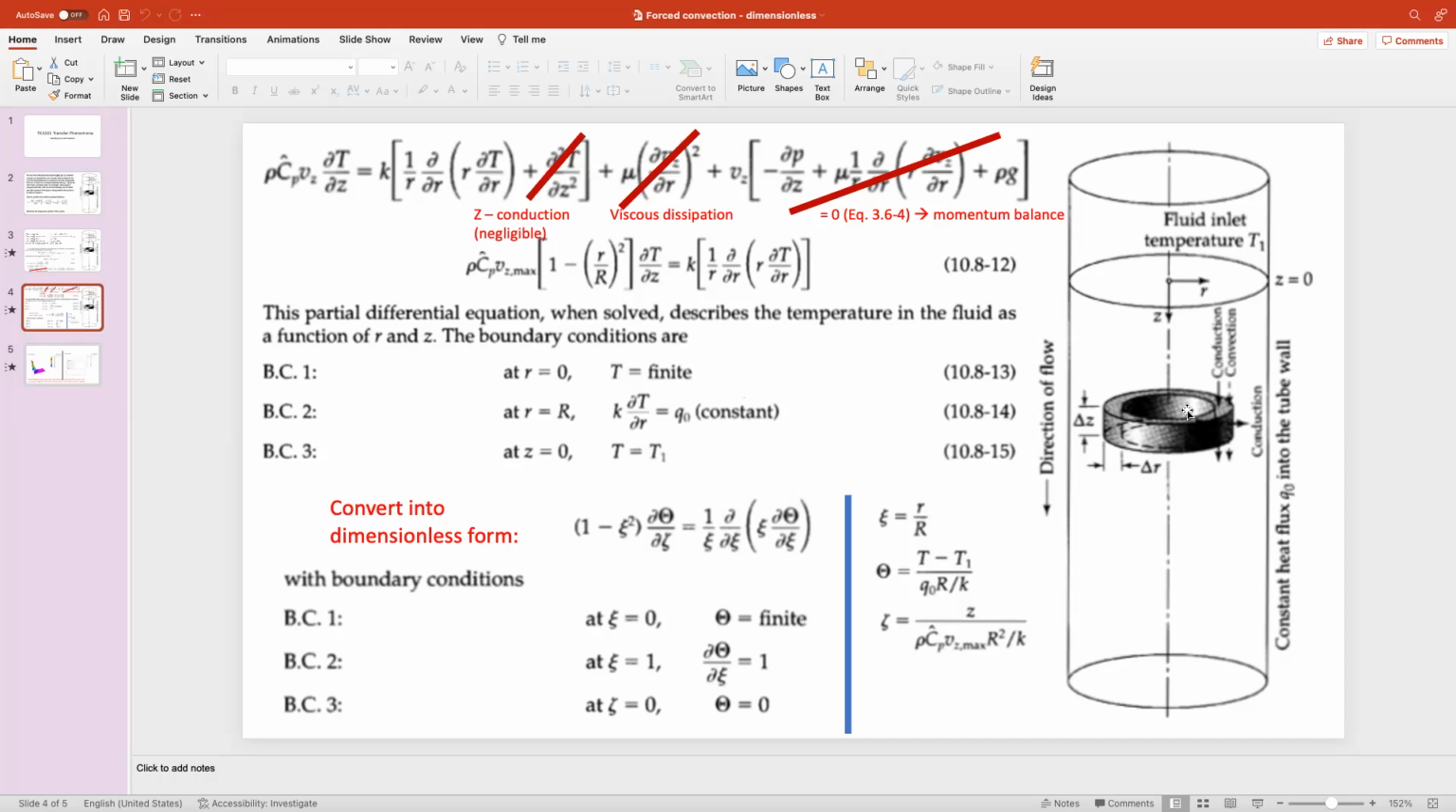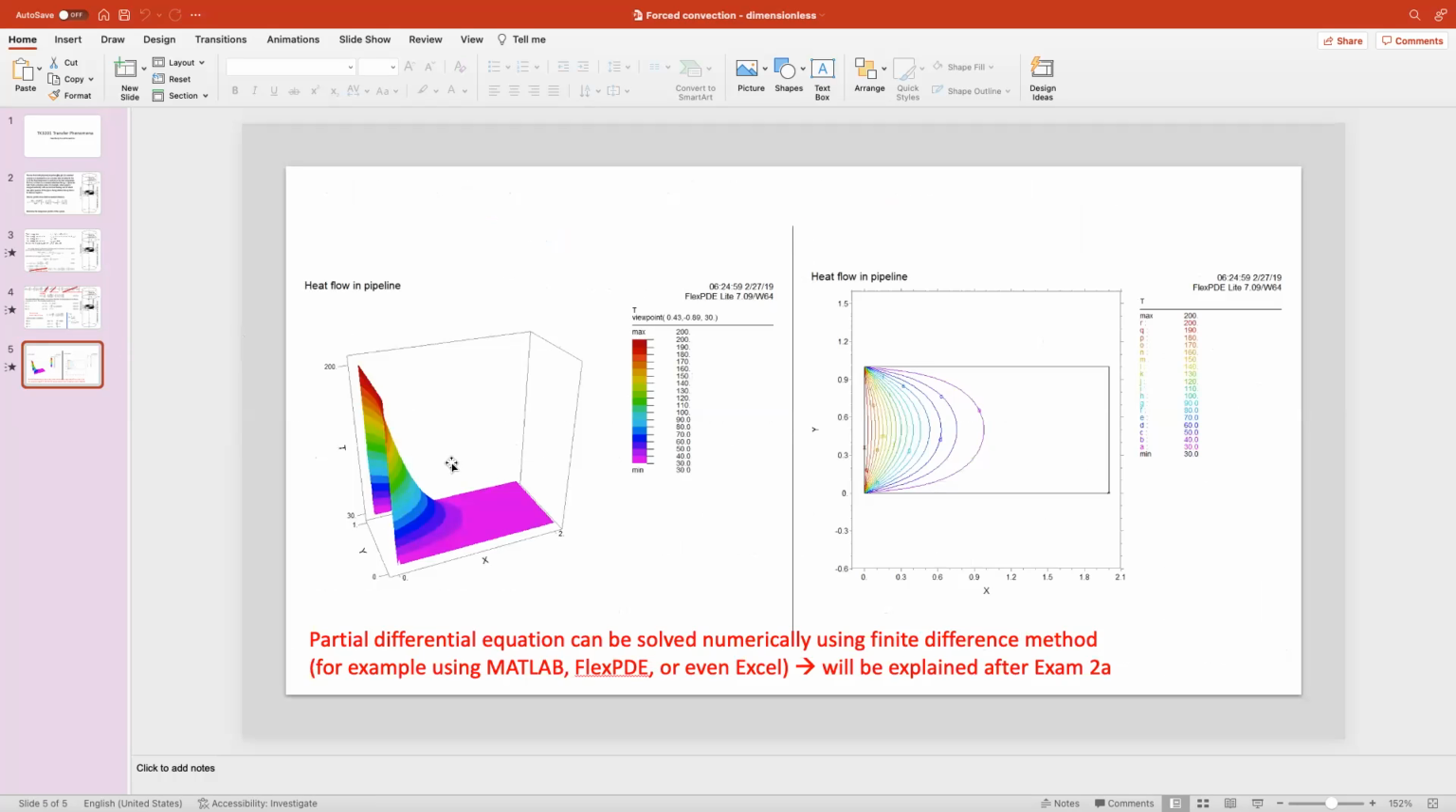This can't be solved analytically with integration, because this is a function of dou z, and this one is a function of dou r. So what he did is use the partial differential equation, which can be solved numerically using the finite difference method, using MATLAB, FlexPDE, or even Excel. This will be explained later. Pak Anggit will also give a lecture about how to check this one.